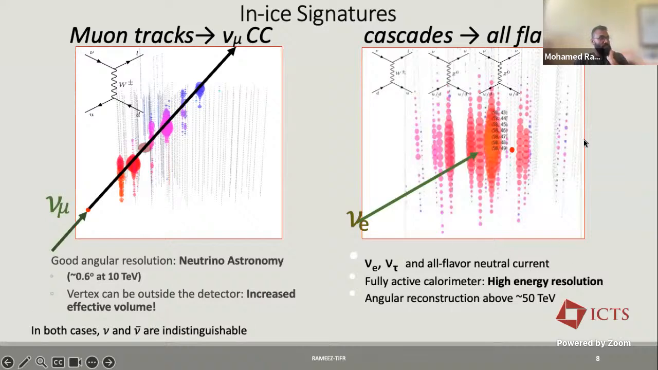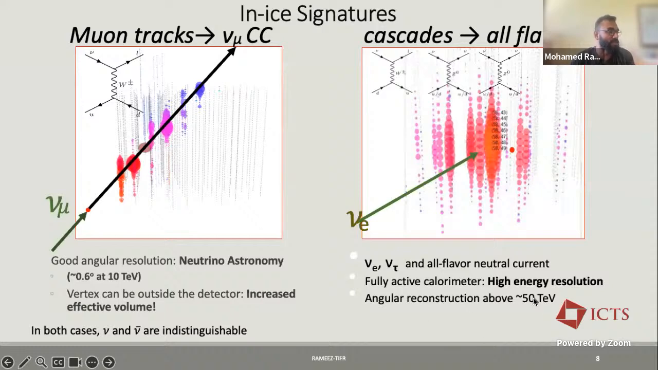But on the other hand, if it is a cascade and the cascade-like event is happening within the detector, then most of the energy is deposited within the detector, and the detector acts as a fully active calorimeter. So you have an energy resolution of up to like 20% or so, which means that you can use your detector as a calorimeter. But the disadvantage is that you can't really reconstruct the direction very well.